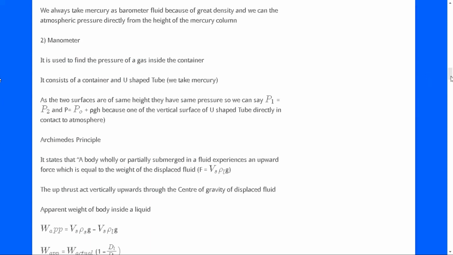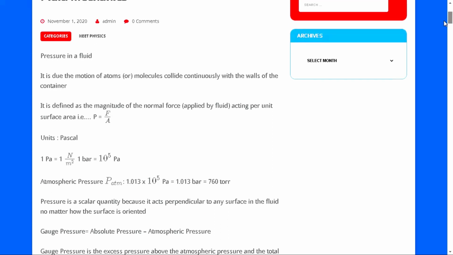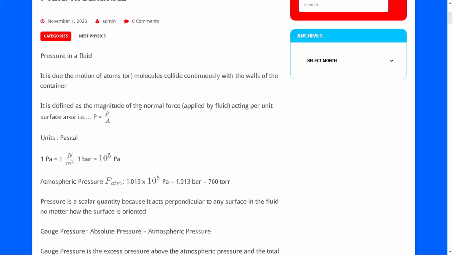Now we have completed fluids in motion. Let's revise what we have discussed. Now we have discussed the pressure in a liquid. The pressure in a liquid is due to the motion of atoms or molecules colliding continuously with the walls of the container, and the magnitude is force upon area. Units are Pascal.